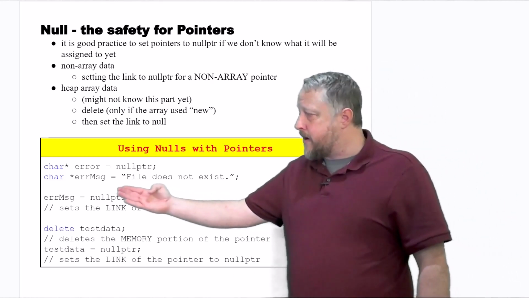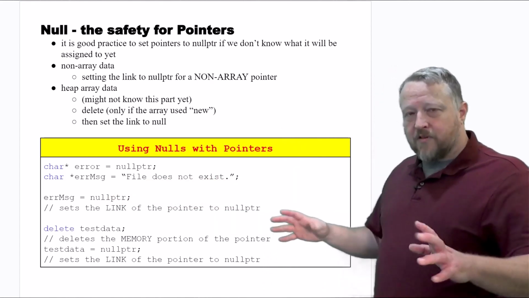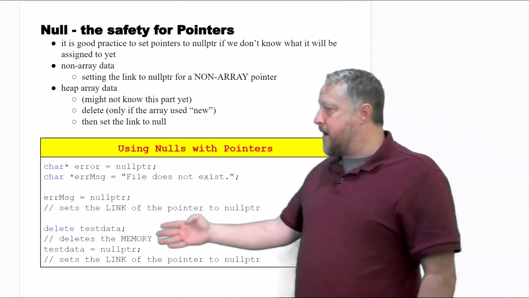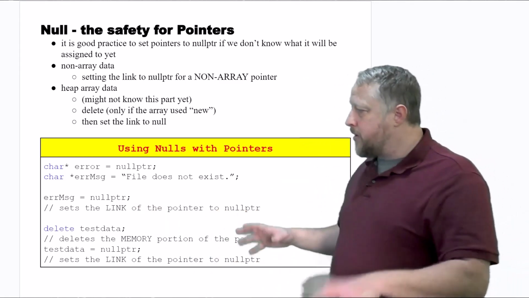Or in this case, with the character pointer, again, the star is different, that's okay. We have file does not exist, fine. I can also change them later. I'm done with error message, set it to a null pointer, fine. I can do all these great things with it.